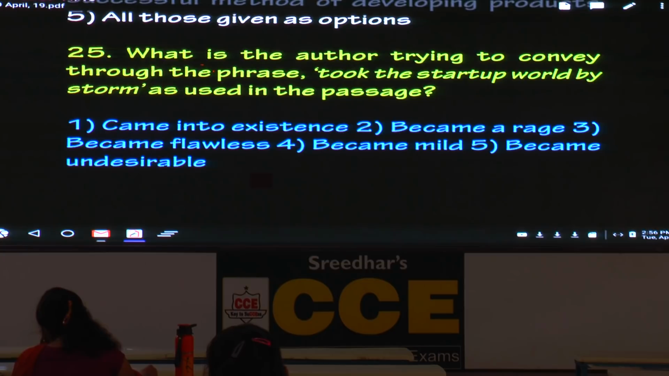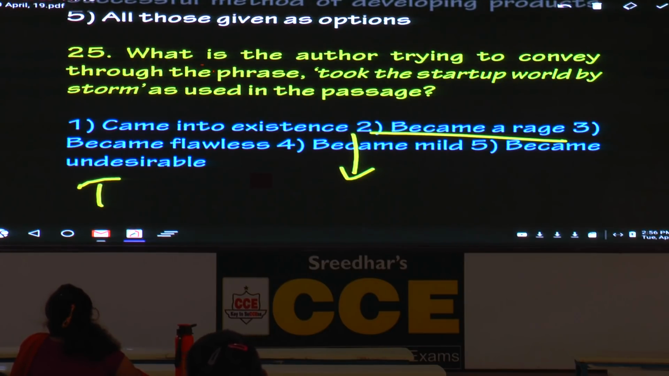What is the author trying to convey through the phrase, took the startup world by storm? Take something by storm. That is an idiomatic expression. How many of you know the meaning of this particular expression? The new singer has taken the world by storm. It means what? He became very popular. To become very popular. And for that we have one more expression, become a rage. A rage means what? Very popular. Please write the meaning of that.